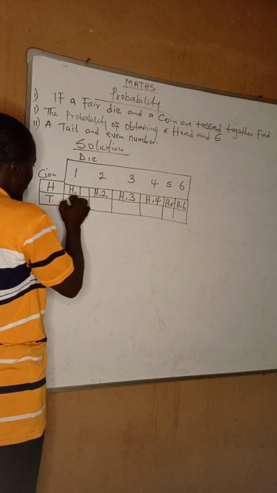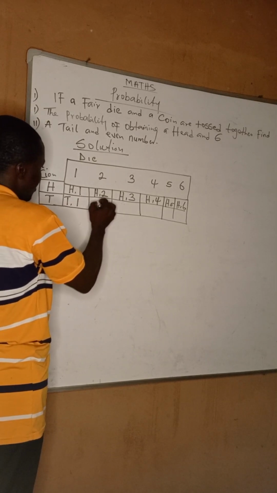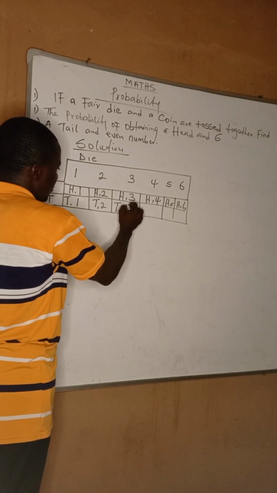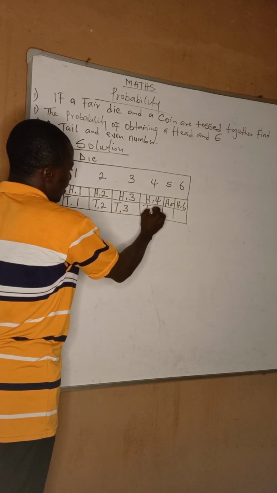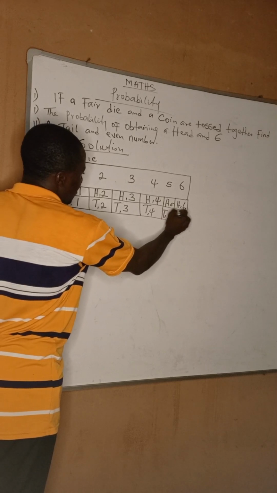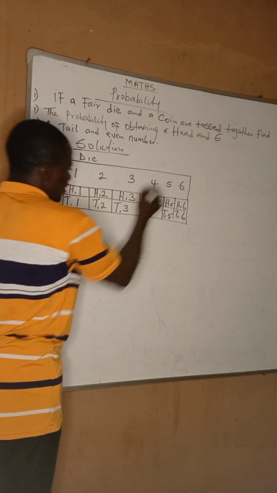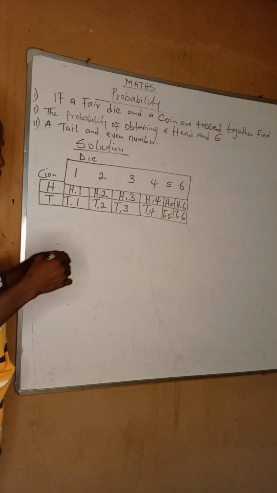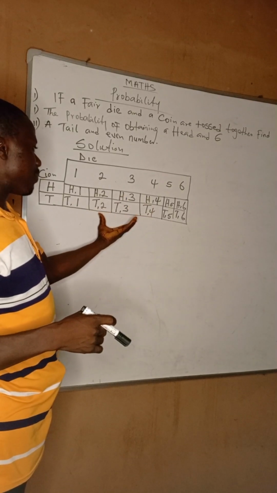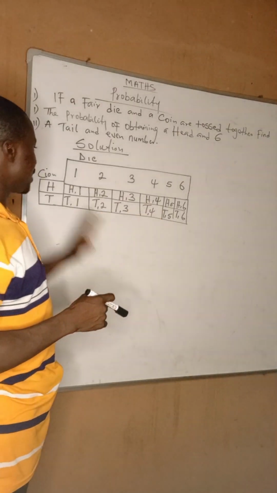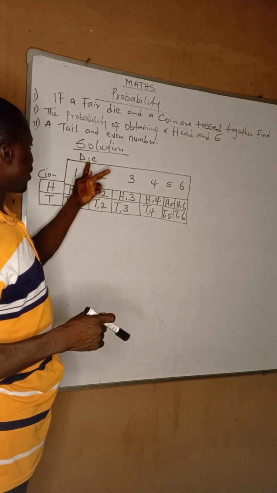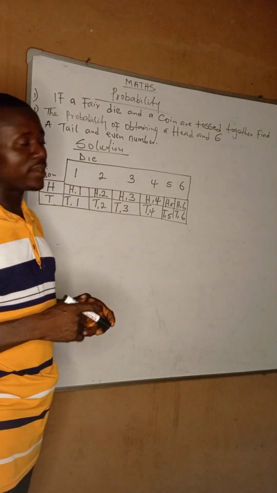For the tail now, it will be tail, comma, 1, tail, comma, 2, tail, comma, 3, tail, comma, 4, tail, comma, 5, tail, comma, 6. Now we have gotten our possible outcomes, or the total outcomes. These are the only outcomes that you get when you throw a die and a coin.